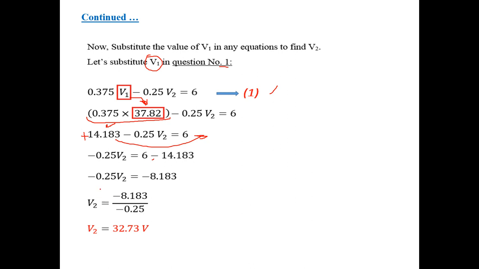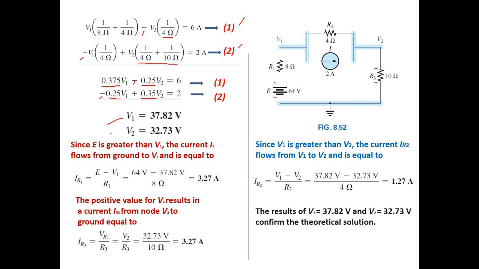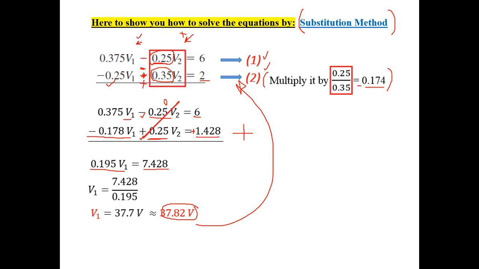So to find V2, just divide this number by the factor of V2, which is minus 8.183 over minus 0.25. So minus divided by minus will be positive, and 8.183 divided by 0.25 is 32.73. So if I go back, I got the same number, 32.73. So this is one method to solve these equations. It's called the substitution method. Do we have another method?